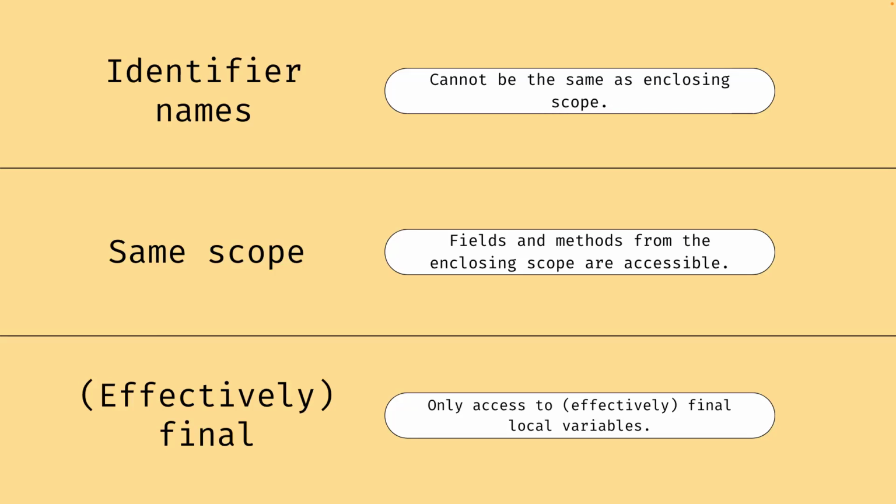Lambdas can access fields and methods from the enclosing scope, as they share the same scope. But lambdas can only access local variables from the enclosing scope if they are final or effectively final. This is because the compiler needs to ensure that the variable value does not change during the lambda's execution.